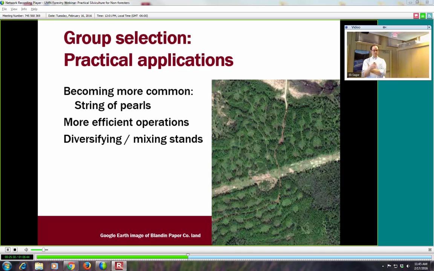They just mark the center tree of each gap. Loggers have GPS equipment within the cab, and they can manage the distance from that gap. So it's relatively quick and easy to set up as well as to harvest. So not common. It's not done a lot, but we do see a little bit more interest and application of group selection here in Minnesota in the last few years.